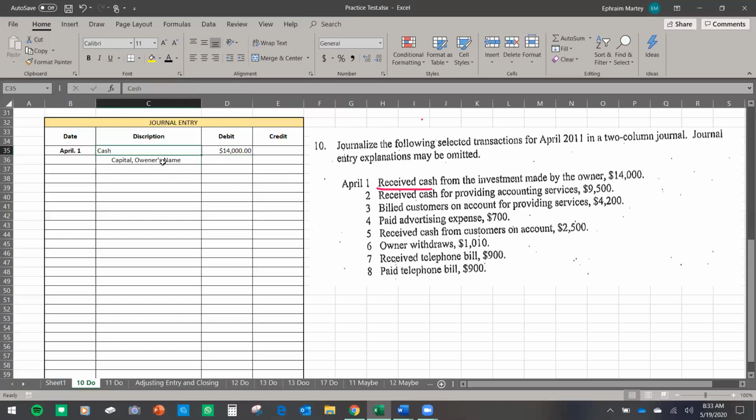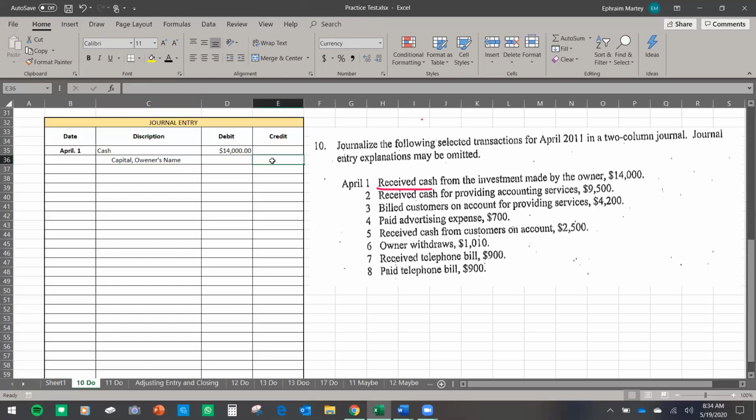So you tap the cash, you tap the equity, or the capital and the owner's name. Okay. So we will know which owner it is. As you progress in your accounting classes, you will realize that we don't actually have just one owner. There are some companies or enterprises that have more than one owner. So you need to indicate which owner or which shareholder owns that portion of the equity.